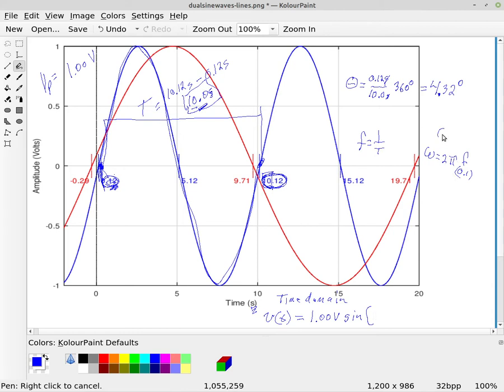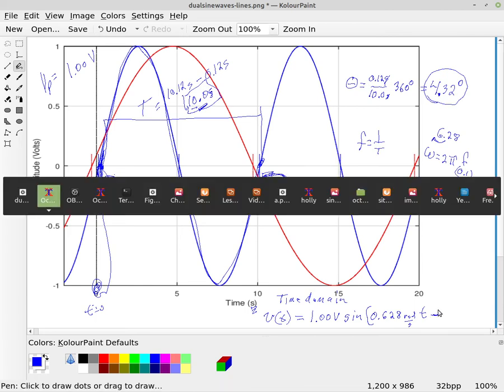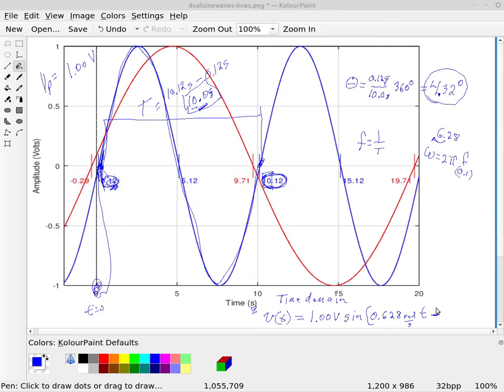So 2 times pi is, of course, 6.28. And then we multiply that times 0.1, so it would be 0.628. That's our 3 digits. And remember the units for that are radians per second. Then we're going to multiply that times time, and then we're going to put in our angle. The angle is coming after 0. The blue waveform is not crossing 0 and going positive until after time t equals 0, and therefore that's a negative 4.32 degrees.